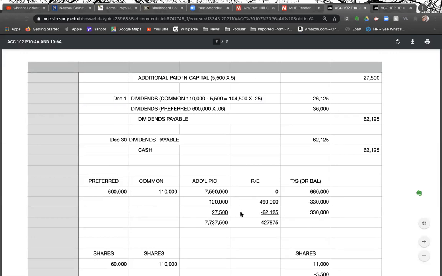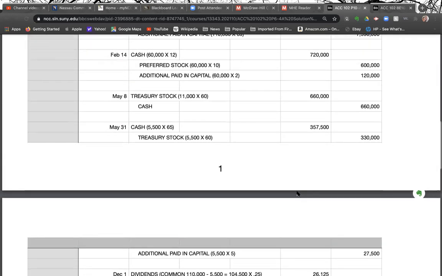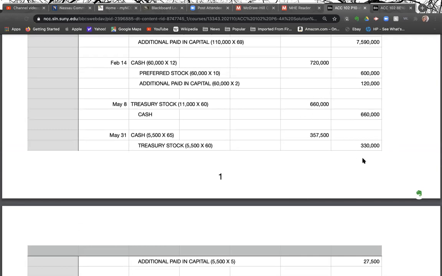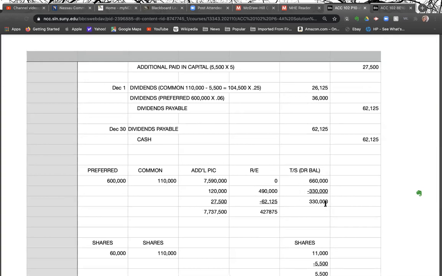What about retained earnings? Well, the beginning balance was 0. The net income was 490. They gave you that, they told you that. And the dividend was 62,125. There's a minus sign there because dividends reduce retained earnings. So retained earnings comes out to 427,875. And what about treasury stock? Treasury stock was 660,000 originally, remember, 660. And then we credited it for 330. So what's left in treasury stock? 330. And remember, that's going to be a debit balance.